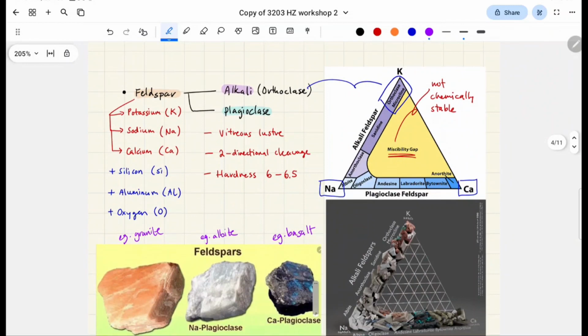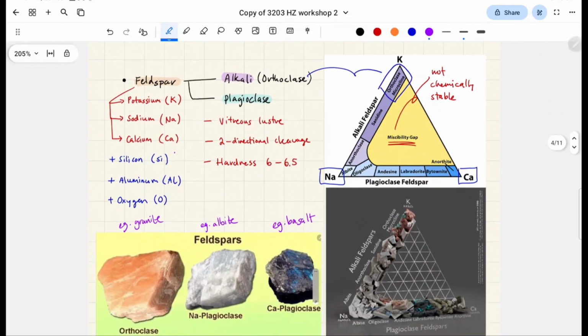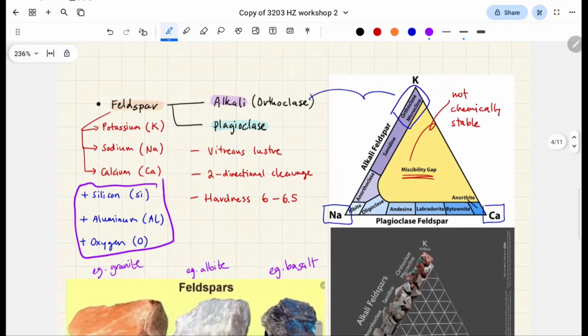Okay, your feldspars, right? This gets a bit more complicated. The feldspars are called aluminum silicates, which implies that they always have aluminum, silicon, and oxygen. But what type of feldspar you have depends on these other three things. There's potassium, sodium, and calcium as your three ends of this triangle. Here there's a big gap where these can't exist because they're not chemically stable, right? It's called the immiscibility gap.